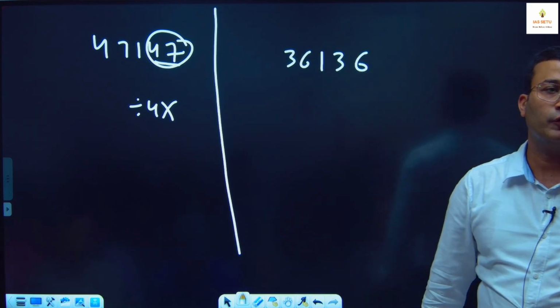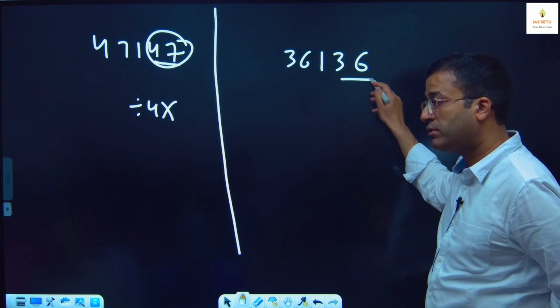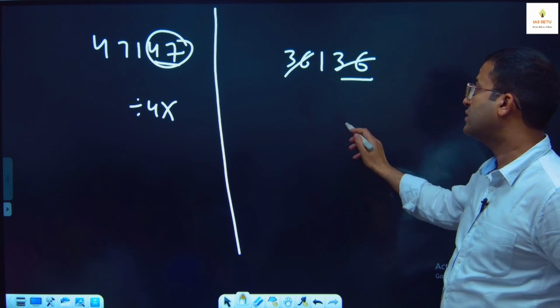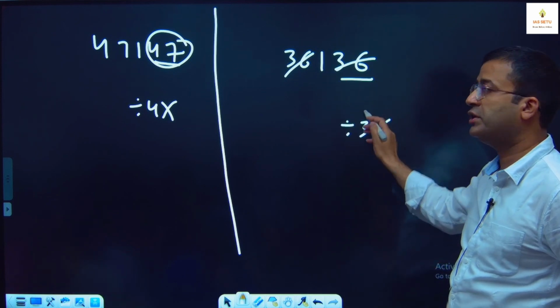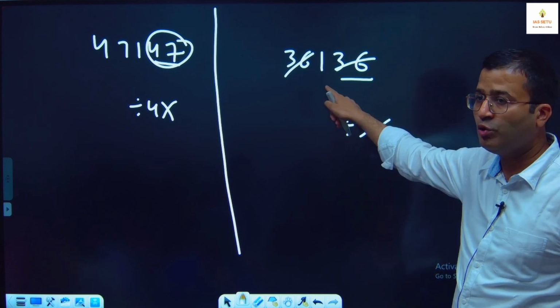36,136. We will check if this number is divisible by 12. Yes or no? It is divisible by 4. Okay. But it is not divisible by 3. Since it is not divisible by 3, it is not divisible by 12. But the remainder it will not have. Don't say the remainder is 1.